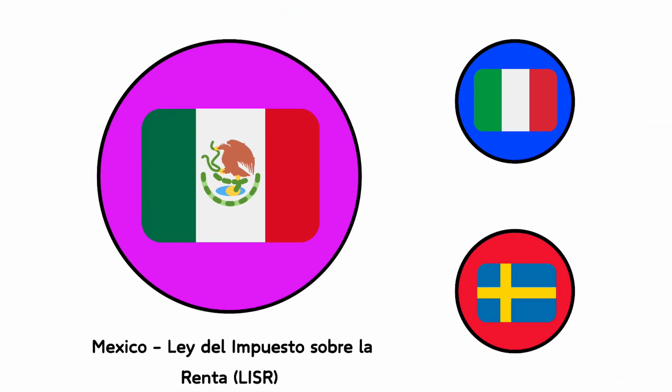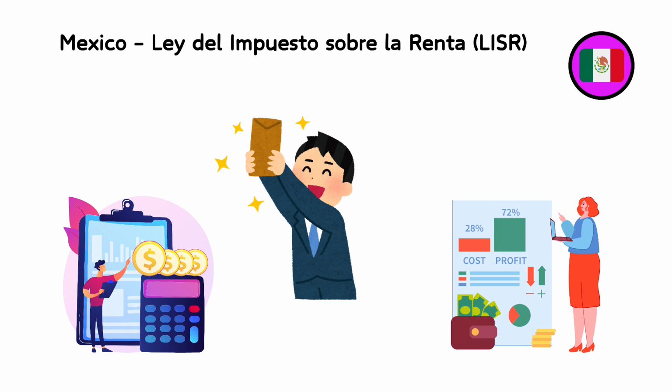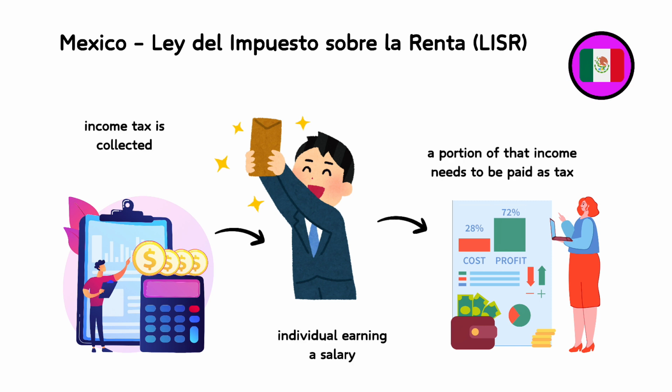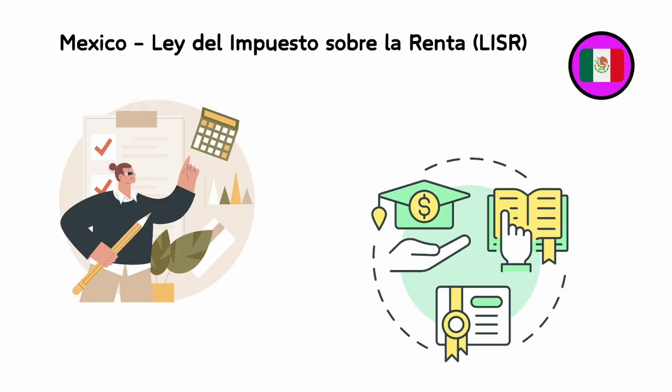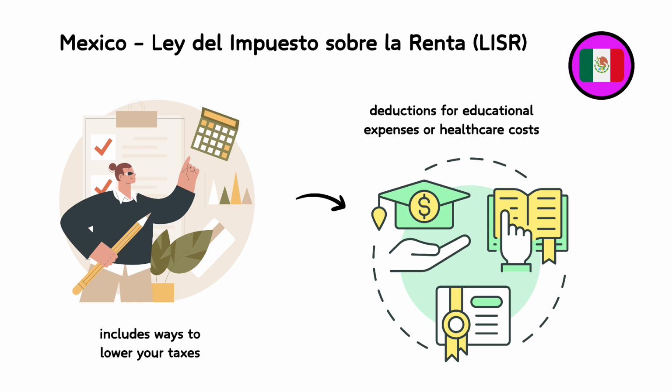Mexico, Ley del Impuesto sobre la Renta, LISR. Mexico's LISR governs how income tax is collected. Whether you are an individual earning a salary or a business making profits, a portion of that income needs to be paid as tax. This law outlines how much tax should be paid and also includes ways to lower your taxes, such as deductions for educational expenses or healthcare costs.